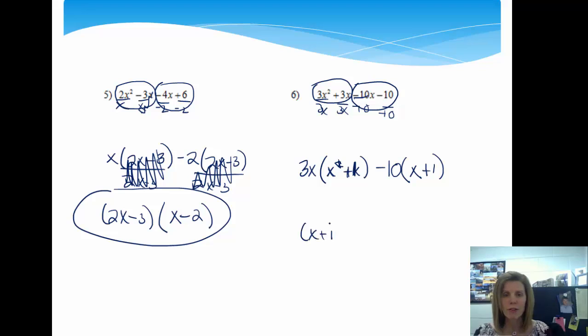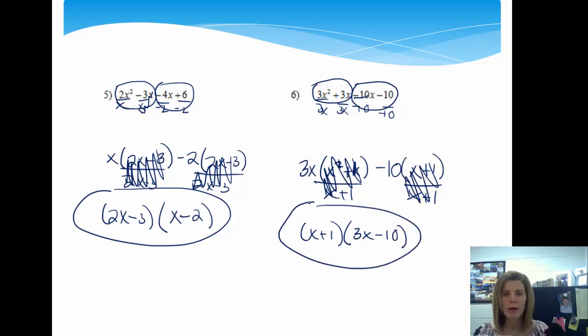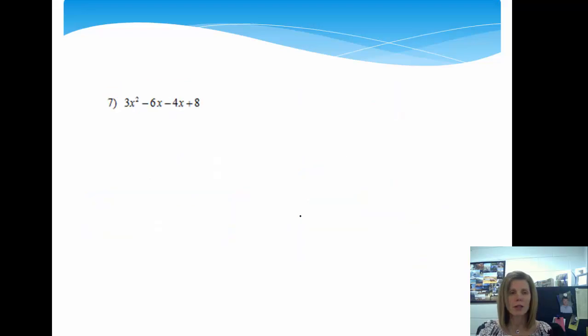So x plus 1 gets factored out. Start my parentheses. I'm going to write that under each part. X plus 1 zap, I'm left with 3x. X plus 1 zaps, I'm left with minus 10. So that would be my answer on that one. Okay, we've got one more to go, and you get to do it. So please pause the video, try it, come back and see how you did.